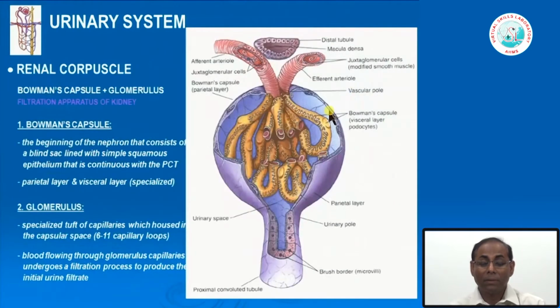Now, if we really go deeper into one of the glomeruli, it has a urinary space, so it's a sac kind of thing, on which these capillary networks impinge or project like this, which we saw in the earlier diagram. The capillary loops consist of 6 to 11 capillary loops, and outside these capillary loops there are podocytes. They are specialized epithelial cells which maintain the integrity of the glomerular filtration barrier.